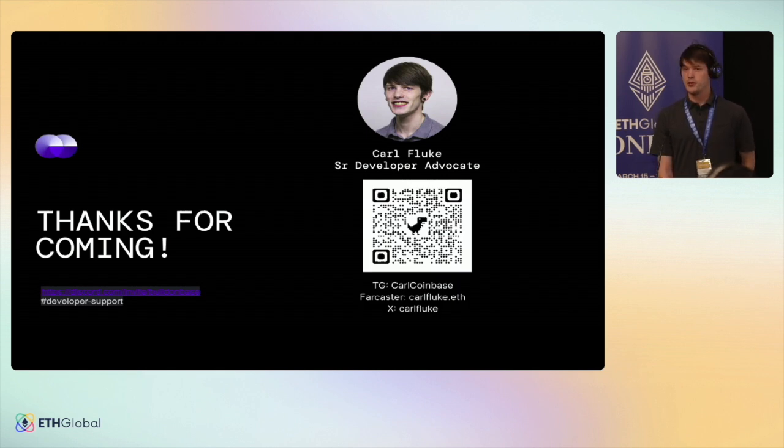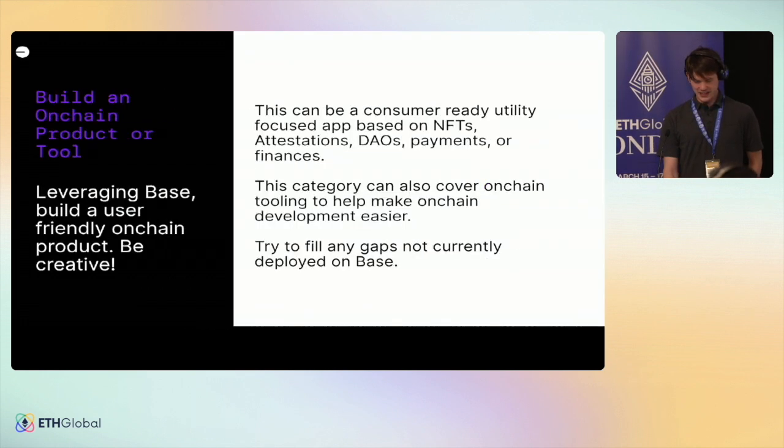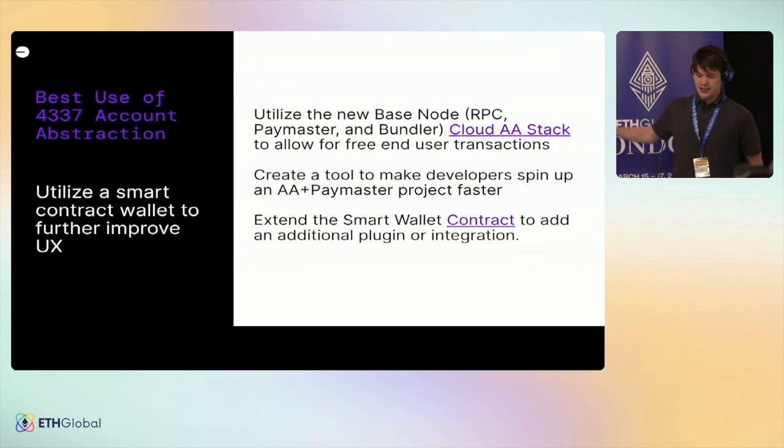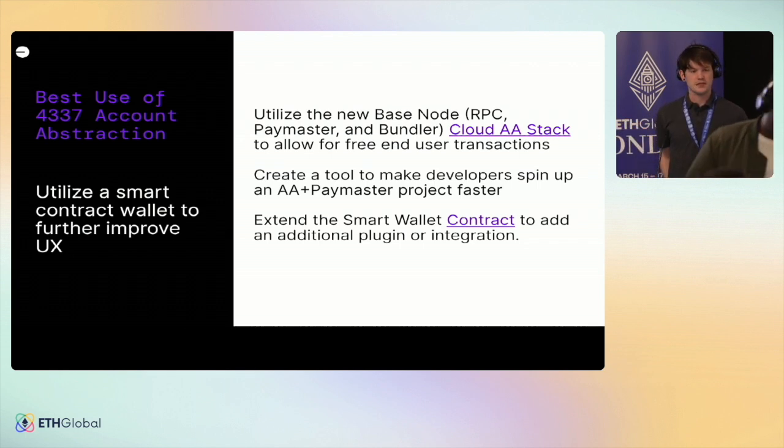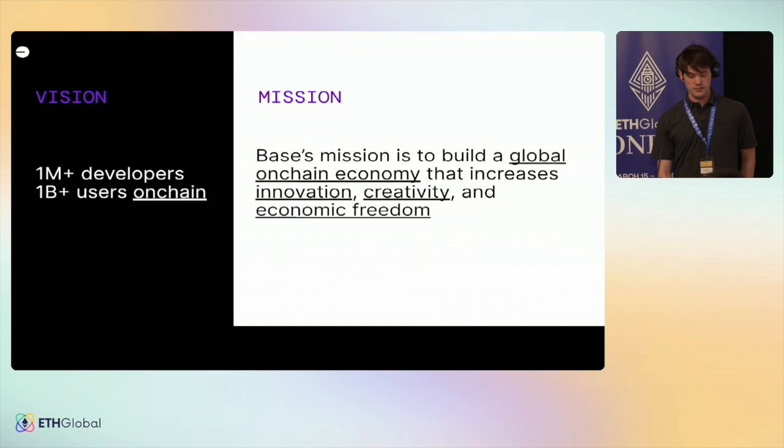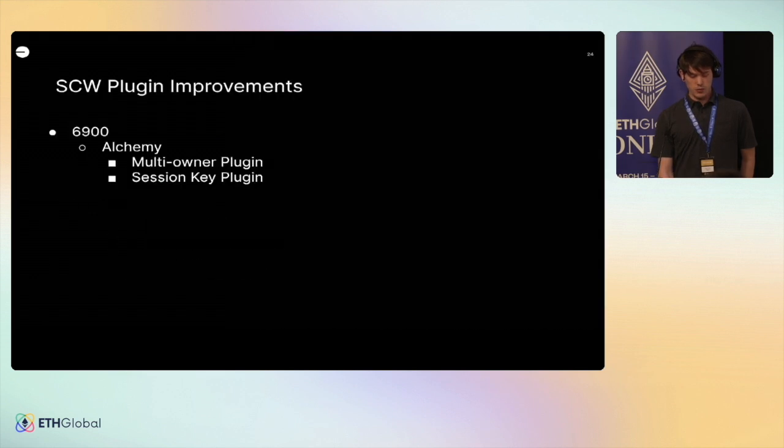So anybody have questions of 4337 or of the very complicated multiple choices we have of Paymaster Bundler, regular AA, or using the V4 Smart Wallet? Or if anybody has questions of like the base future roadmap of what we're working on.